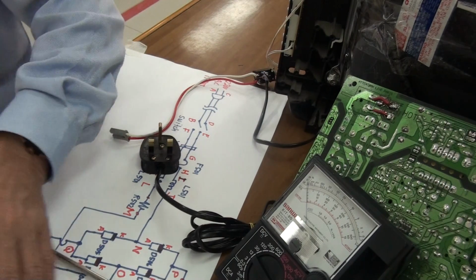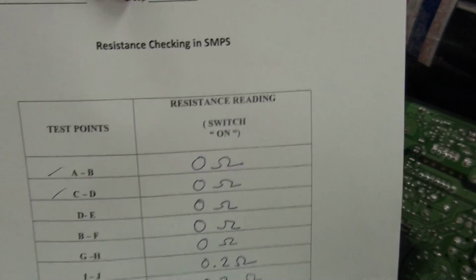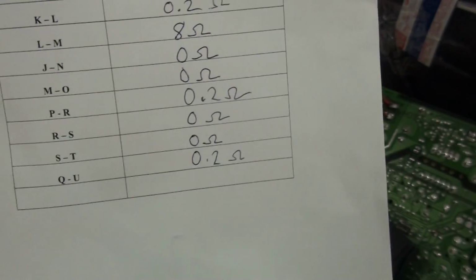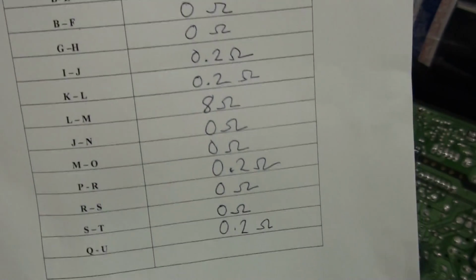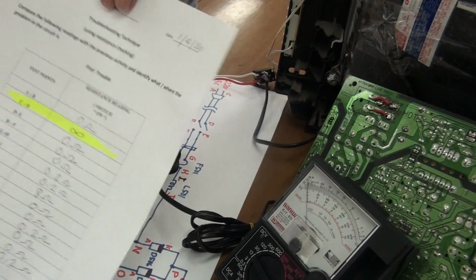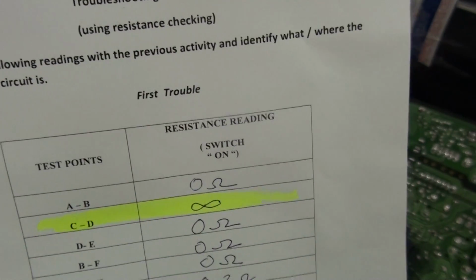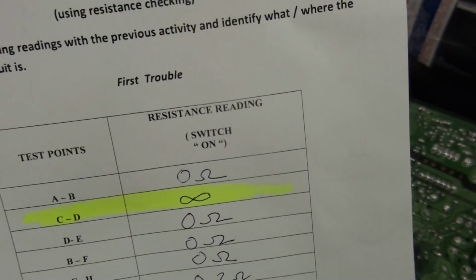So here, as you can see, these resistances indicate good readings, meaning there is no trouble or problem with the circuit. Upon introducing a trouble, we found that there is a different reading between the first table and this one.